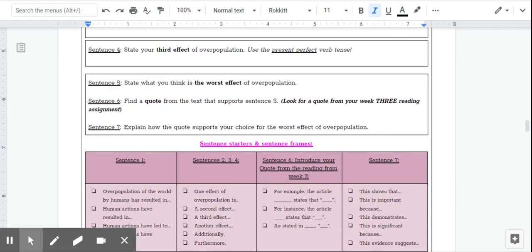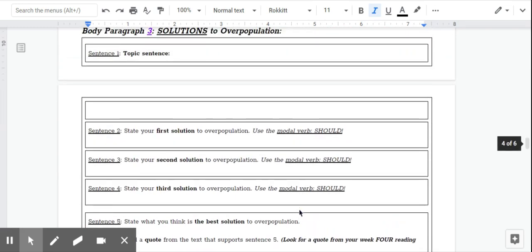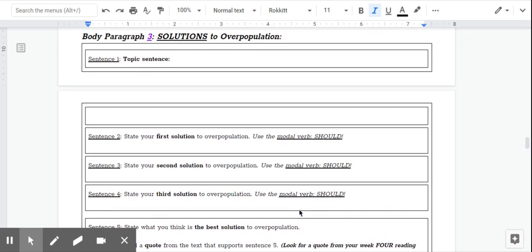Sentence number 5, state what you think the worst effect of overpopulation is, right? The worst effect of overpopulation is ... In sentence number 6, you're going to find a quote from the text that supports sentence 5. Okay, so you're going to go to your week 3 reading assignment to find that. And then sentence 7 is where you explain how the quote you chose supports your choice for the worst effect of overpopulation.